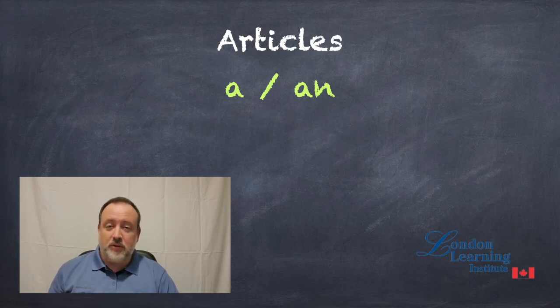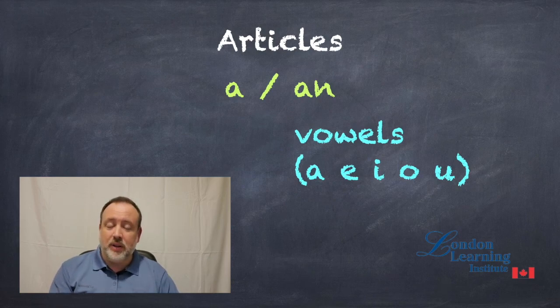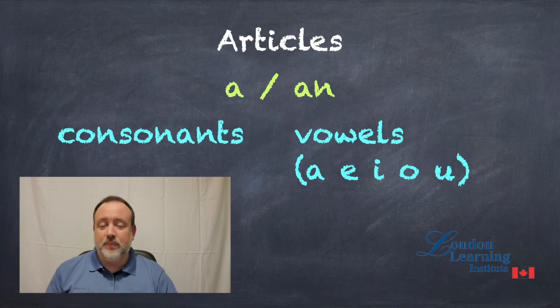Articles we're going to focus on today are a and an. We use an with vowel sounds at the beginning of a noun. That's A, E, I, O, U. But it's not the vowel, it's the vowel sound. That's important to think about. With the article a, we're just using it with consonants.